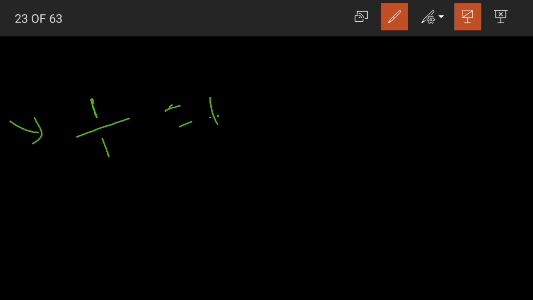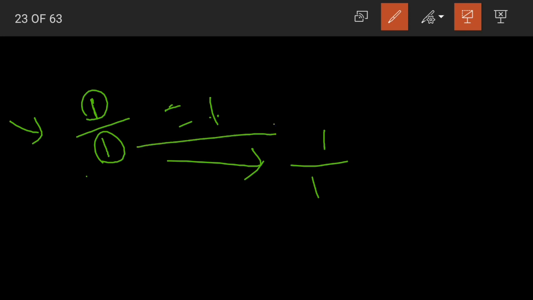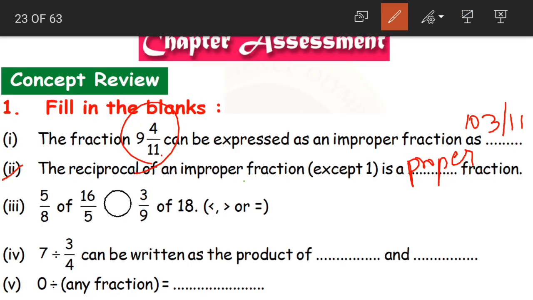Why? Because if you remember the definition again, an improper fraction is a fraction wherein the numerator is larger than or equal to the denominator. Here the numerator and denominator are equal, so it is an improper fraction. Now when we find its reciprocal, it also becomes 1 by 1, an improper fraction wherein both the numerator and denominator are equal. So it's specifically mentioned in the question that except 1, the reciprocal of all improper fractions becomes a proper fraction.